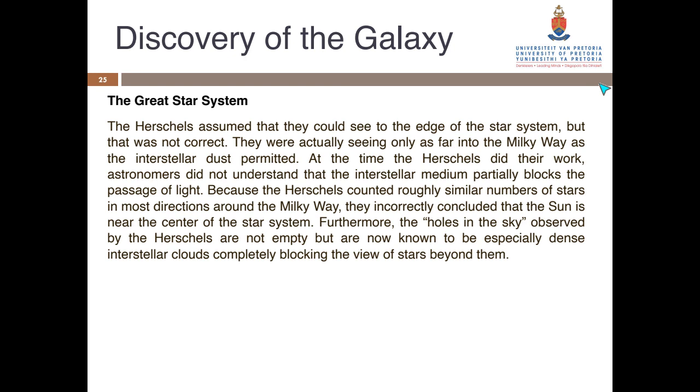The Herschels assumed that they could see to the edge of the star system, but that was not correct. They were actually seeing only as far into the Milky Way as the interstellar dust permitted. At the time the Herschels did their work, astronomers did not understand that the interstellar medium partially blocks the passage of light. Because the Herschels counted roughly similar numbers of stars in most directions around the Milky Way, they incorrectly concluded that the sun is near the center of the star system.